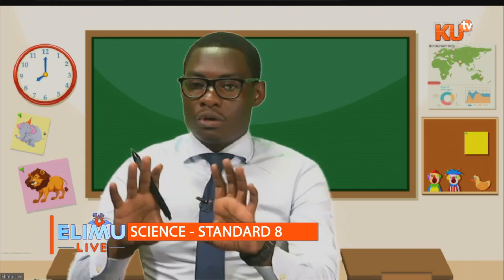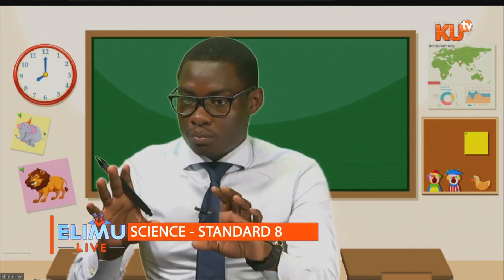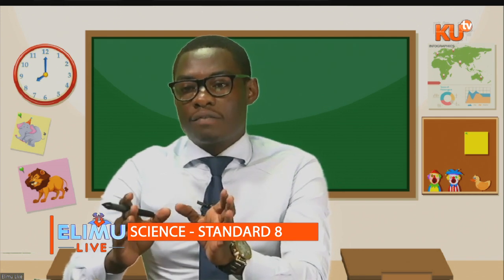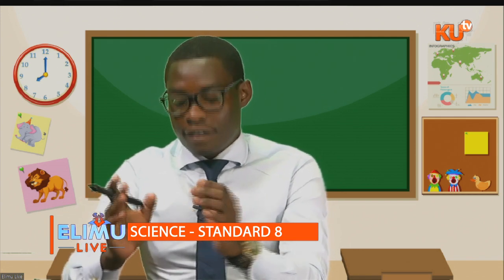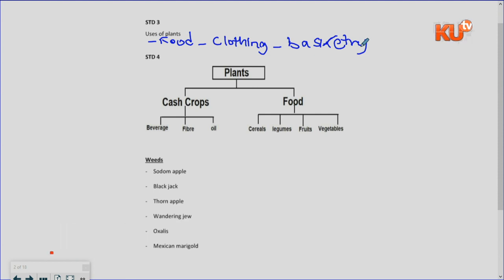So that is the broad classification of plants, which we have cash crop and food crop. So if we go down to cash crop, we also have classification of cash crops. So we have 3 classifications of cash crops, and we also have classifications of food crops. We have 5 classifications of food crops. So when you talk about cash crops, we are talking about beverage crops, we are talking about fiber, and we are talking about oil crops.